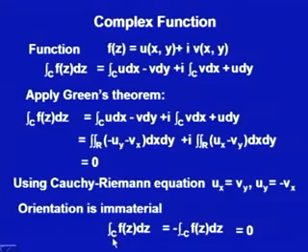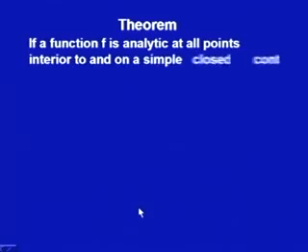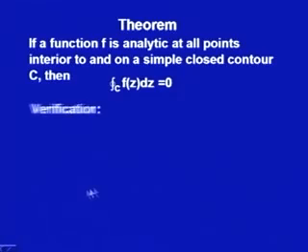Let us state the result which we have got from here. If a function f is analytic at all points interior to and on a simple closed contour C, then the integral over C of f(z) dz is 0. That is, for any analytic function, for a simple closed contour, the integral of f(z) dz would be 0. So, we could verify it. The proof is as such, we have actually found it out. You can go ahead with this.